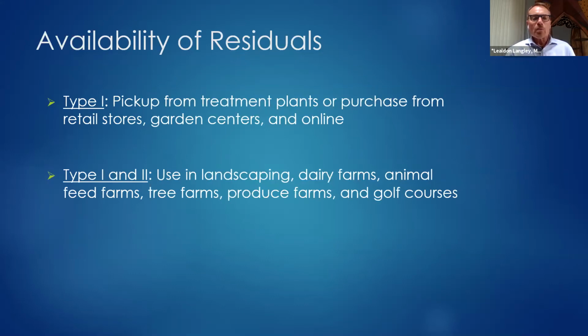The availability of residuals for type 1 is they're widely available. They can be picked up at treatment plants or purchased from retail stores, garden centers, and online. Homeowners, other people doing gardening can readily obtain them and not have to experience any further approval. Type 1 and type 2 approvals are used in landscaping, dairy farms, animal feed farms, tree farms, produce farms, and golf courses. Next slide, please.